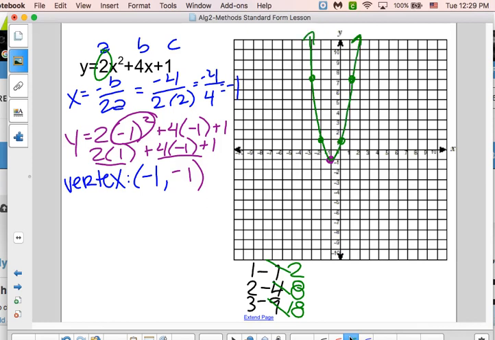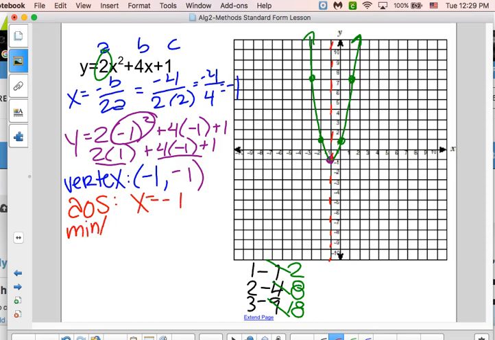Was that any different from how we did it yesterday? No. So literally the only difference is how you find the vertex. If it's in vertex form, you can see it. If it's not in vertex form, you have to use that little formula. Our axis of symmetry is the line that would cut this guy in half. Where is it? X equals -1. It's a vertical line. It has to go through -1.